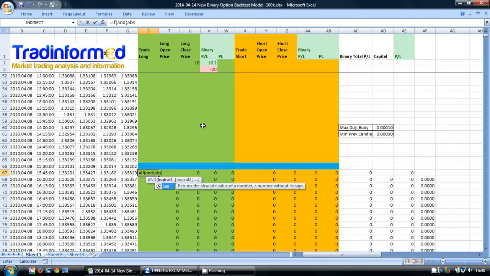So the first thing I'm going to do is use the absolute function, ABS. I'm going to open the brackets. I'm going to take the opening price minus the closing price. This is going to tell us how big the body is of the candlestick. Then I'm going to put lower than. I'm going to use an absolute reference here. I'm going to use this cell here. I'm going to press F4 to make it an absolute reference, which means that when this formula is copied down, we will still be able to alter it by using this cell.